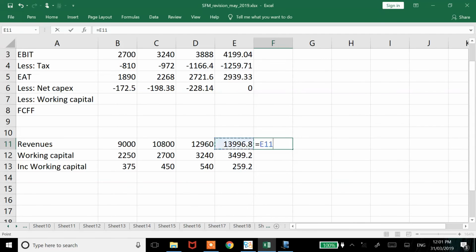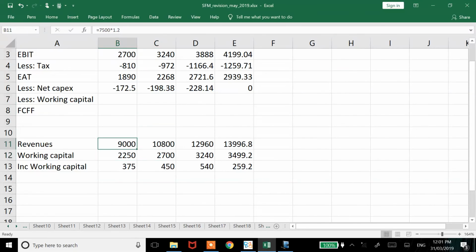Beyond this, if I put 8% to this, the 8% will work. 259 plus 8%, if you do, it will work. But that first year of stabilization alone will have an issue. So it is preferable to calculate revenues and working capital separately.